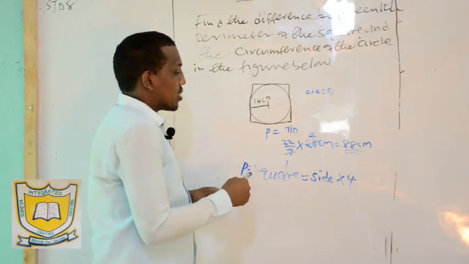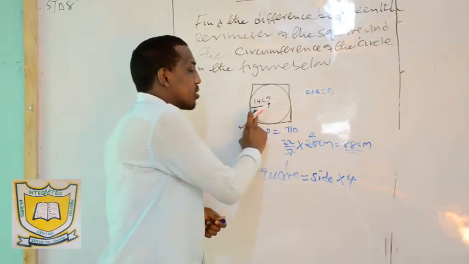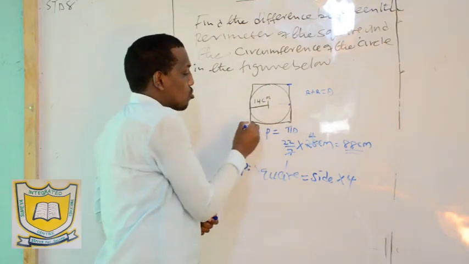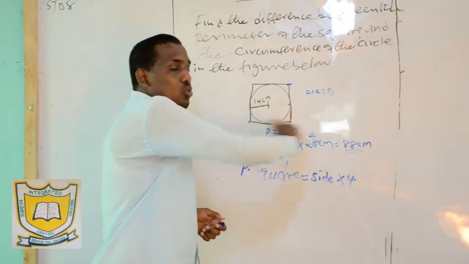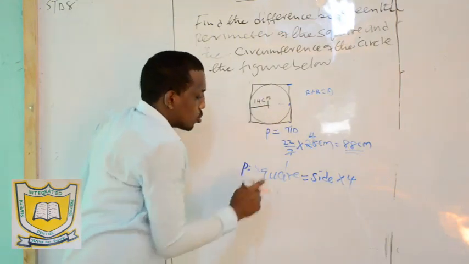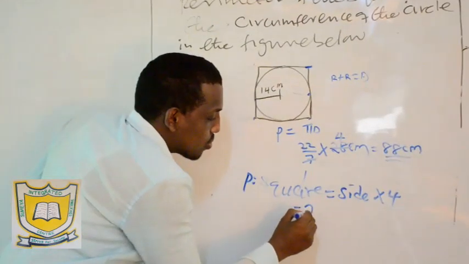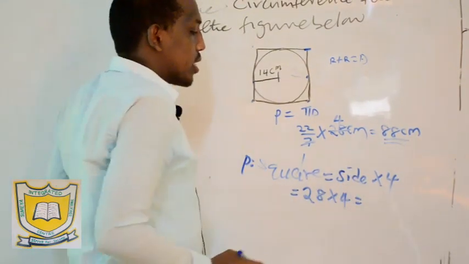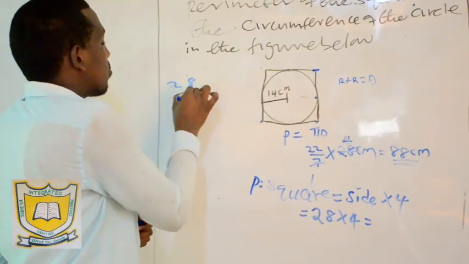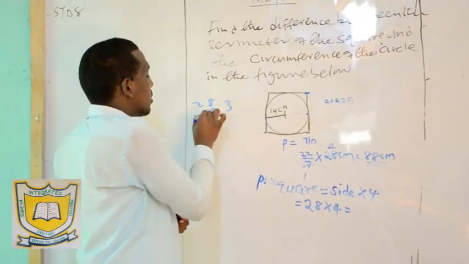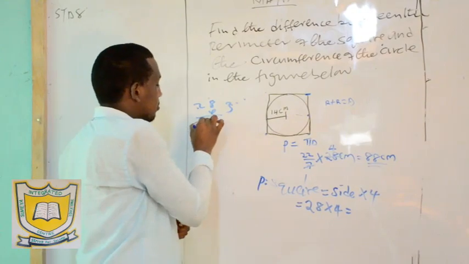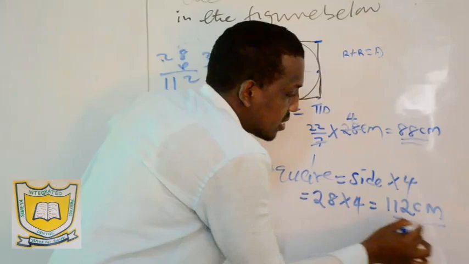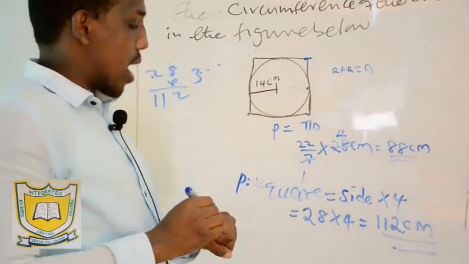So remember we said the diameter is 28. This line from here to here is the diameter, the same as from here to here, from here to here. So the diameter is equal to the sides of the square. So the side, which is 28, multiplied by 4. So we multiply 28 times 4. 4 times 8 is 32, carry 3; 4 times 2 is 8, plus 3 is 11. So here we have 112 centimeter. This is the perimeter of the square.